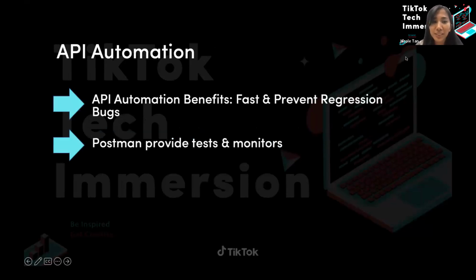To summarize the benefits of API automation: it's fast to run compared to UI, so we can run several tests quickly. It's also good because we can easily prevent regression bugs. If you have high coverage, then we can run the tests frequently, whenever a developer pushes, so that we can always ensure our new features don't introduce new bugs.